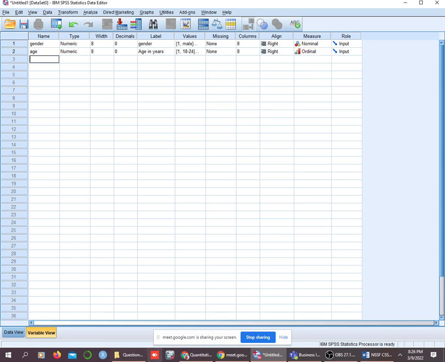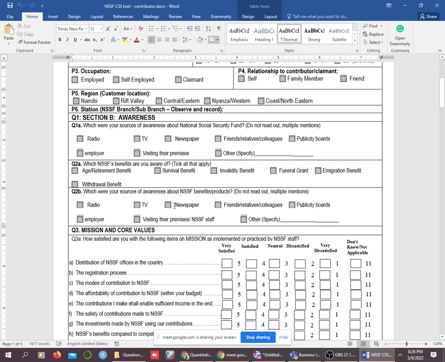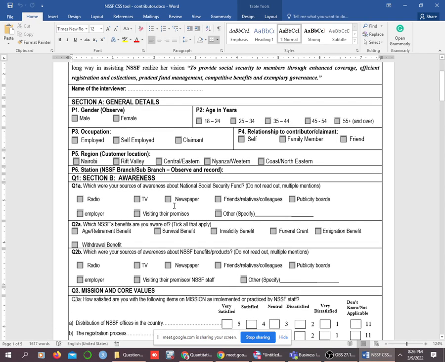So I'll go to the third question in the questionnaire, and it says what? The occupation. So what is occupation? You can realize occupation is more or less the same as gender. Whether you're employed or self-employed or claimant, there's no criteria that says a self-employed person is better than somebody who's employed. So it's a nominal measure.